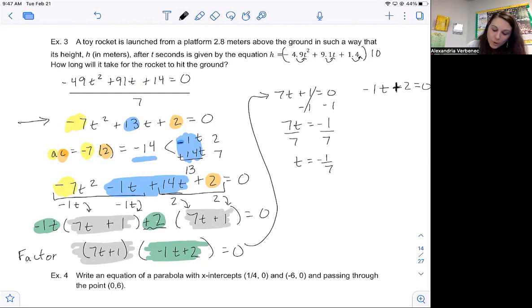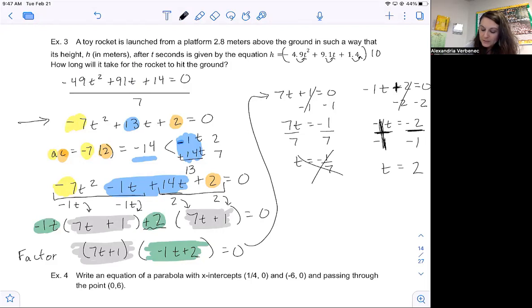Now, let's go back to the question. How long will it take the rocket to hit the ground? Can time be negative? No. So it's 2. And to be specific, it's 2 seconds. And that is how you do example 3.